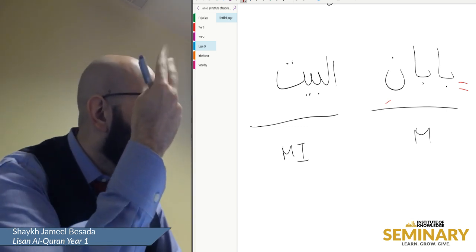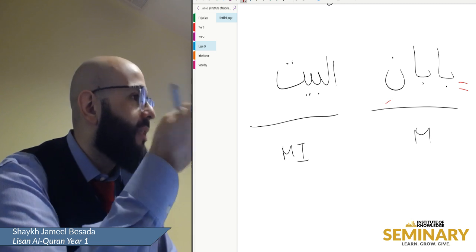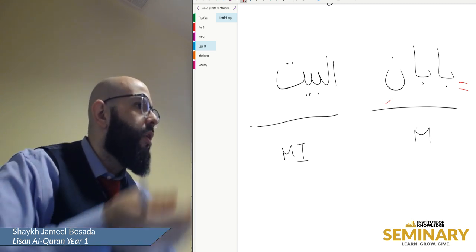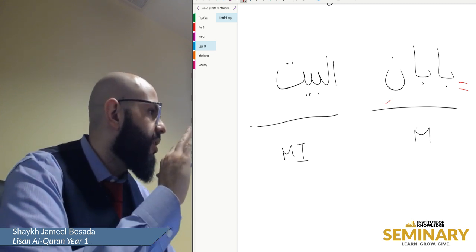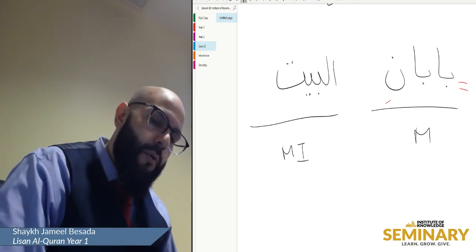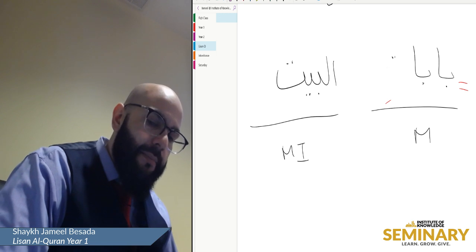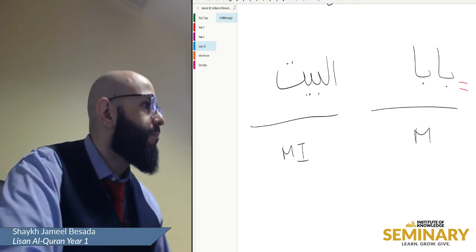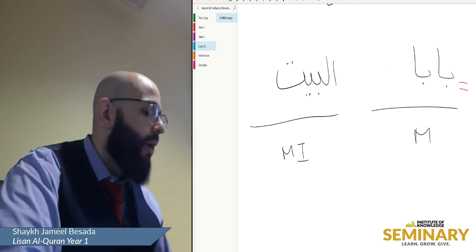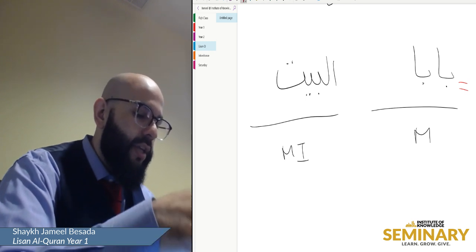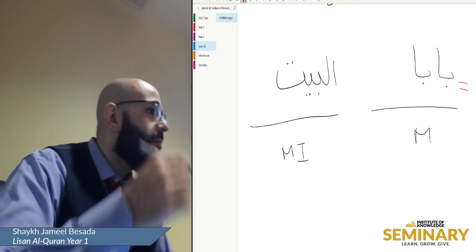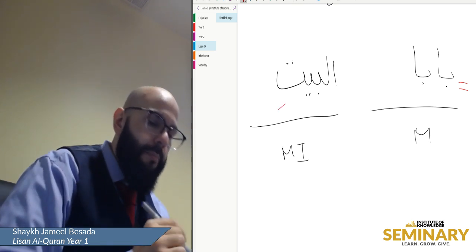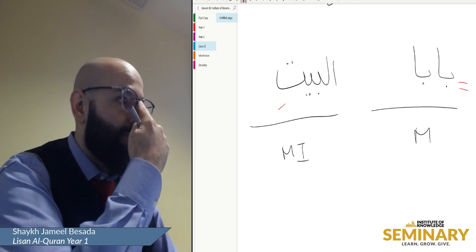But if it's dual, that third special rule comes into play. This is dual. What's the third special rule? That if it's dual or sound masculine plural, the noon will drop. So babani becomes baba. What is the one rule from the mudaf ilayhi? Be in a state of jar. Al-bayt will be al-bayti.